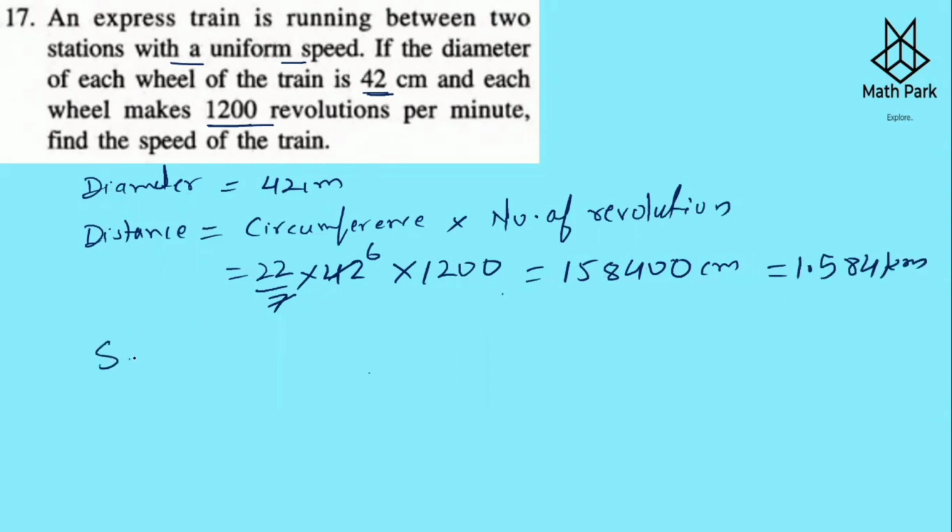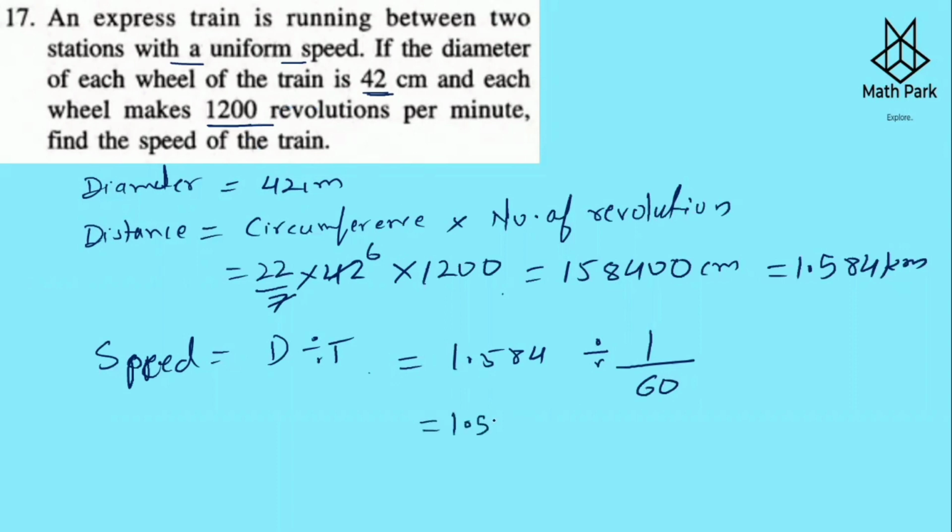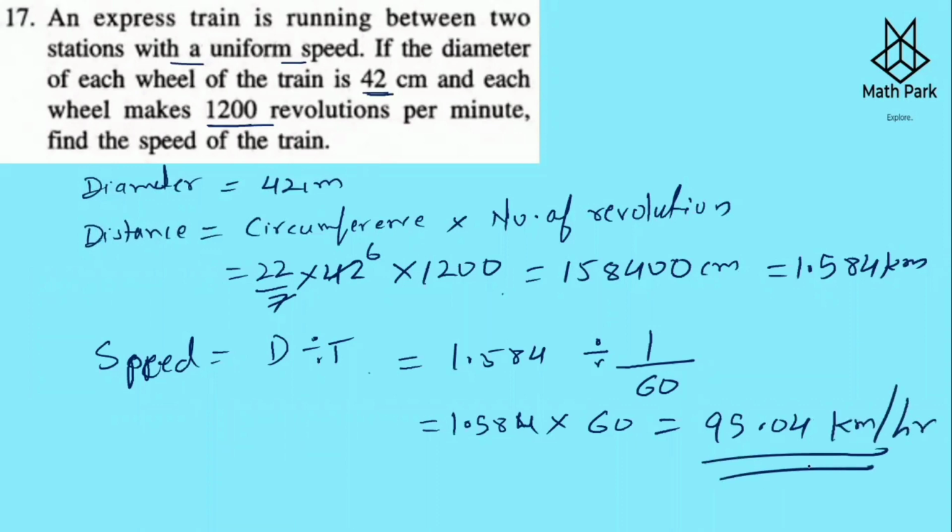Now we need to find the speed. Speed is equal to distance divided by time. Now time is given in minutes, which we need to convert into hours. So distance is 1.584 kilometers divided by time, which is 1 minute, and 1 minute is 1 upon 60 hours. So which is 1.584 times 60. So 1.584 multiplied by 60, you get 95.04 kilometers per hour, which is the speed of the train.